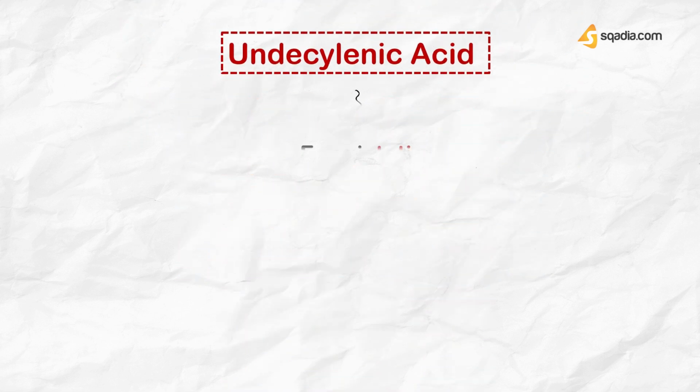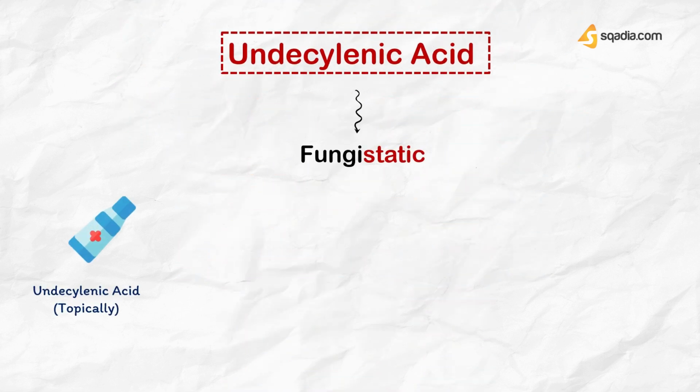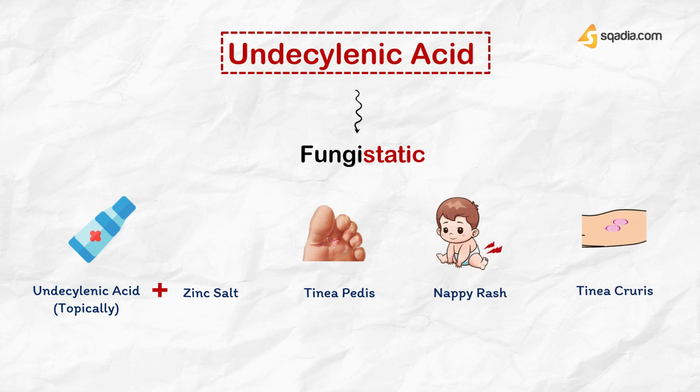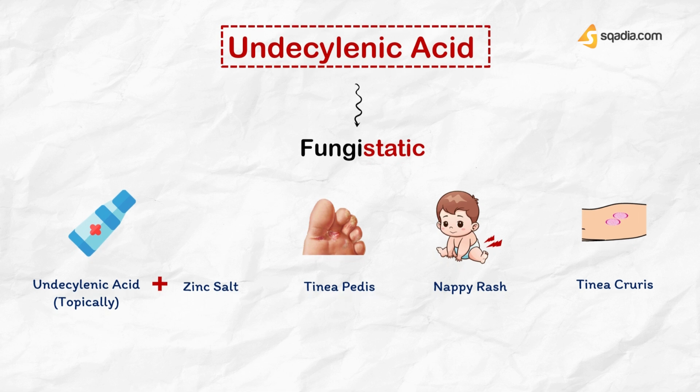Undecylenic acid is fungistatic, used topically, generally in combination with its zinc salt. It is inferior to the drugs described above. Cure rates are low even after prolonged treatment. However, it is still used for tinea pedis, nappy rash, and tinea cruris. Irritation and sensitization are infrequent.